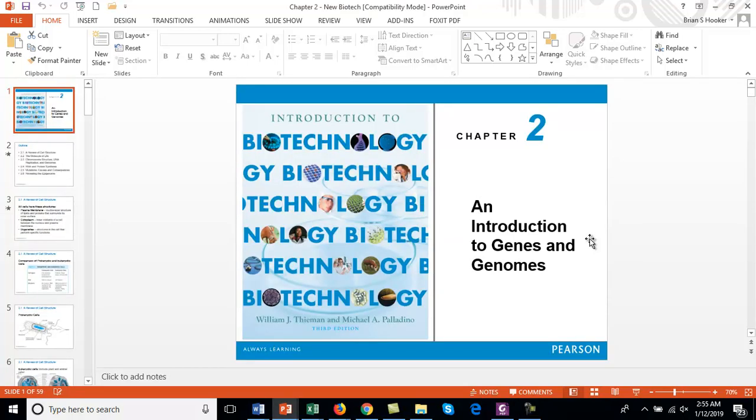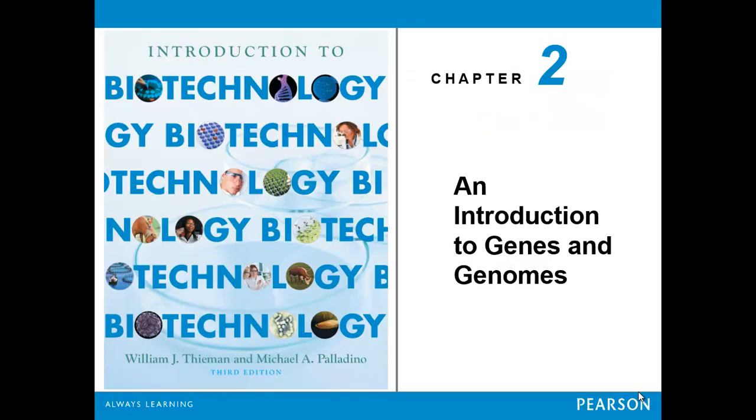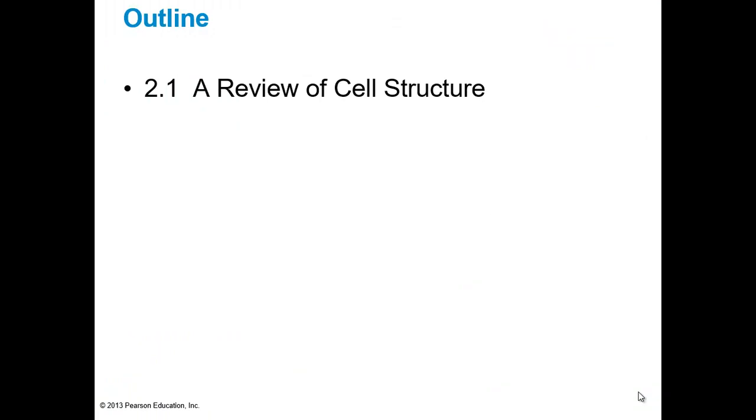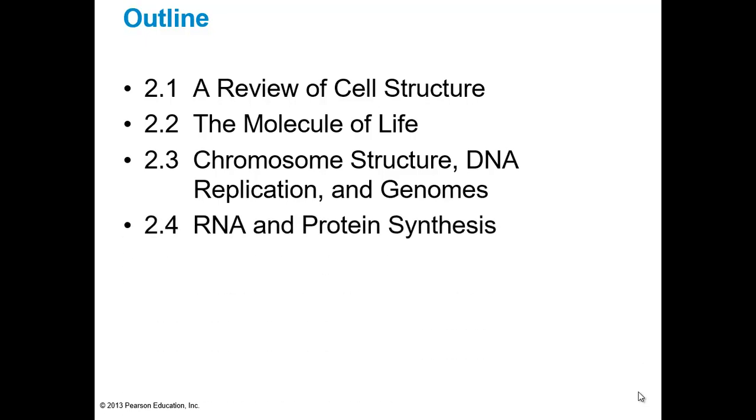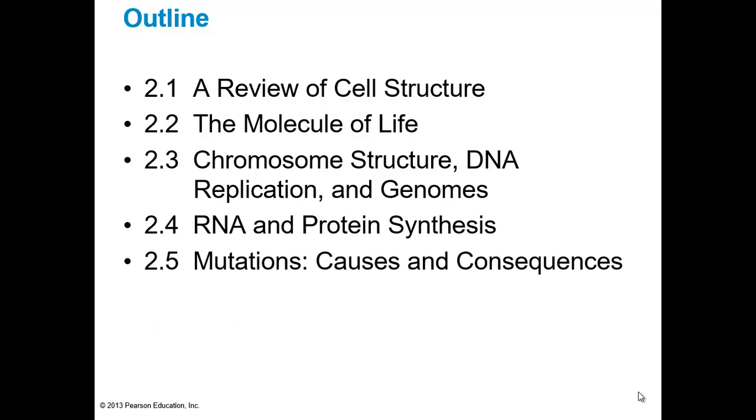The next chapter is chapter 2. This is an introduction to genes and genomics. Our objective in this chapter is to look at cell biology. This is going to give you an overview of cell and molecular biology. We'll talk about DNA, the molecule of life, how DNA is structured, replicated, and how genomes work. We'll talk about transcription and translation, and then different mutations of genes. We'll talk about epigenomics and how DNA is packed and folded in nucleosomes.